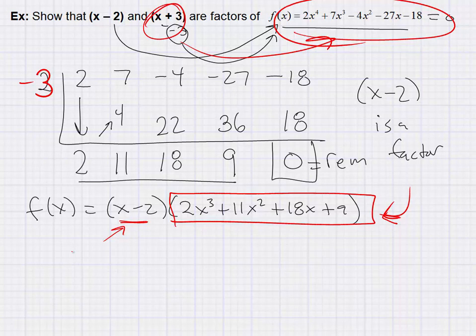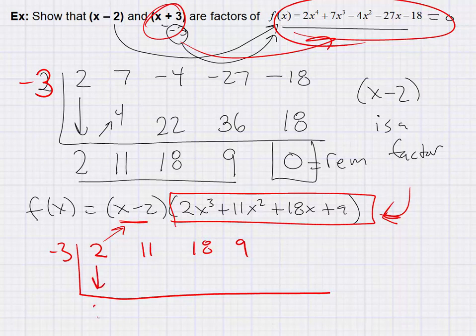So really what I have to do is take my synthetic division and put the minus 3 out here, but instead of putting the original function, I can simply put this quotient inside, which is smaller, less computation, and I can check to see if x plus 3 is going to be a factor. So I bring the 2 down, I get a negative 6, I'm going to get 5, negative 15, I'm going to get 3, negative 3, 0.